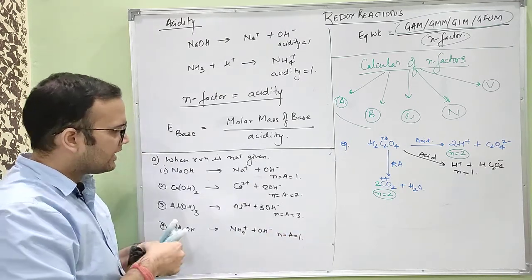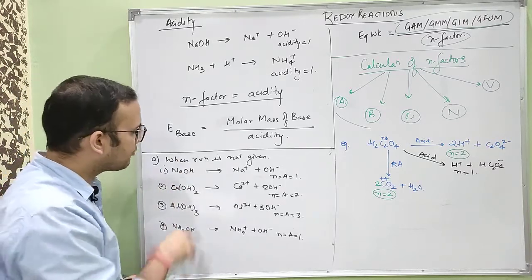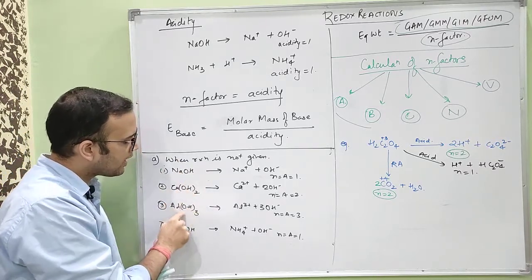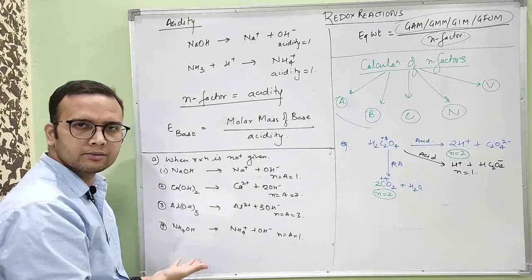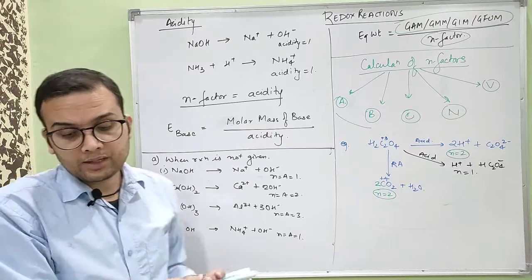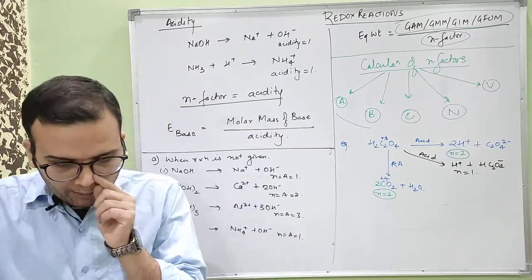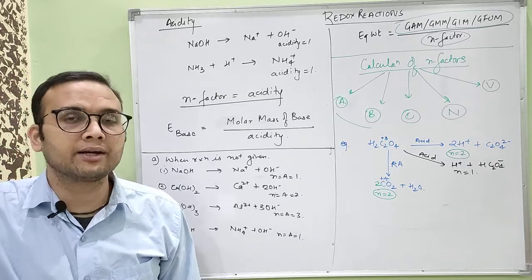Got it? So this is very easy, because when a reaction is not given, you just have to count the number of OH ions there. That's it. Got it? This is how it is. There is another way in which, before we go, write something. Though N factor depends on how the base is reacting.